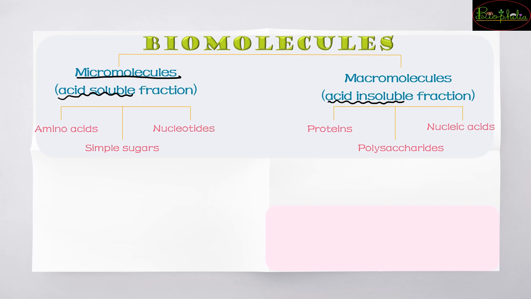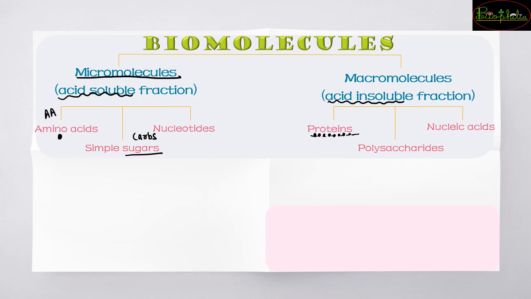Now which are the small molecules? The ones which are monomers, which cannot be broken down any further. These are nothing but the amino acids, simple sugars that come under the carbohydrates, and nucleotides. An amino acid is a single unit. When many amino acids come together, they form proteins. Amino acids are joined like big beads to form proteins.